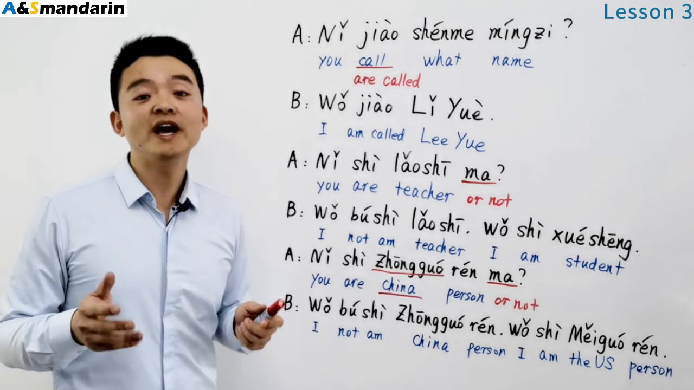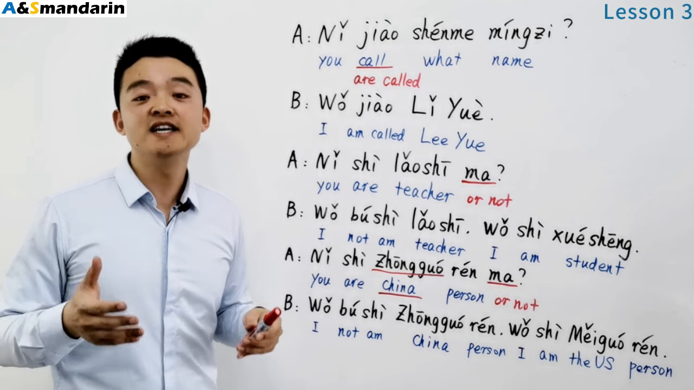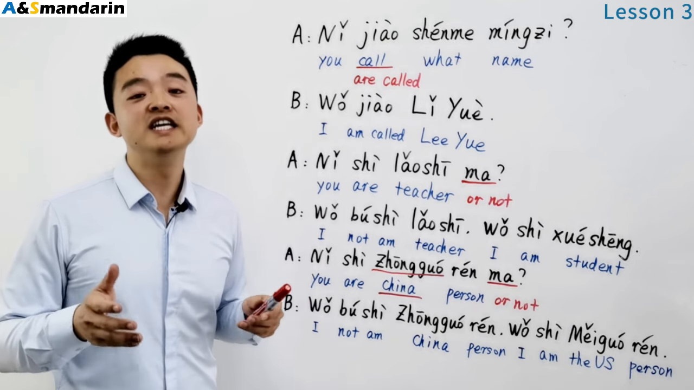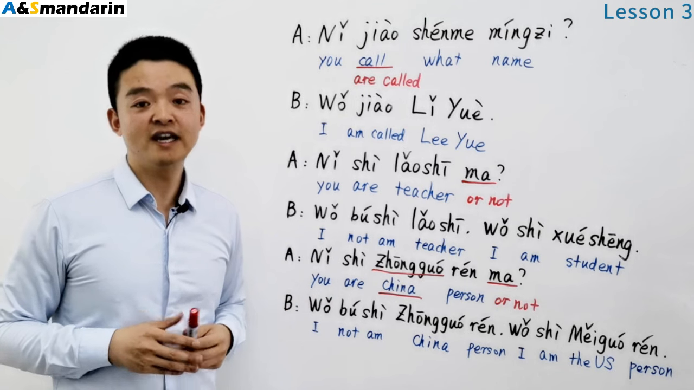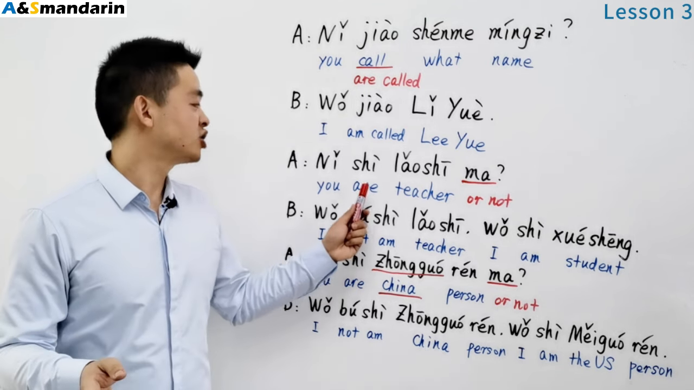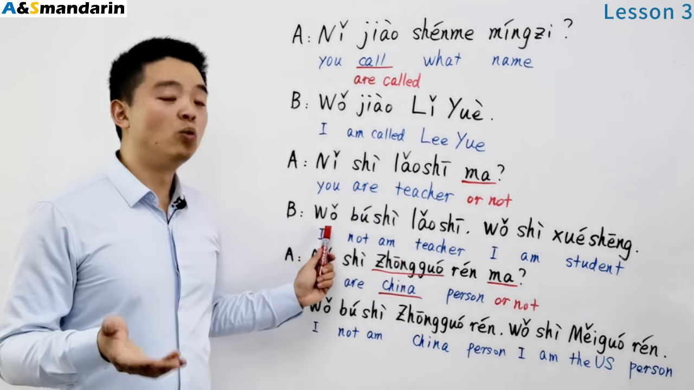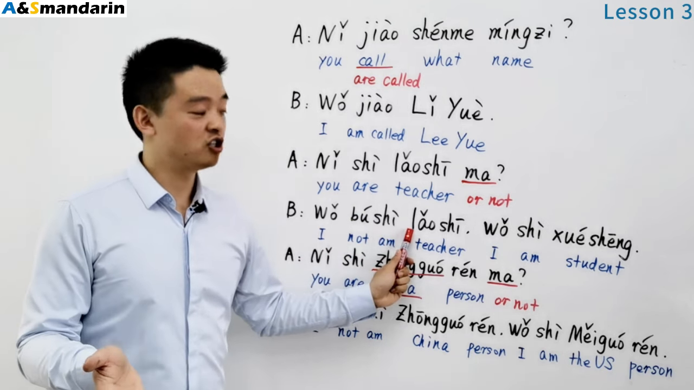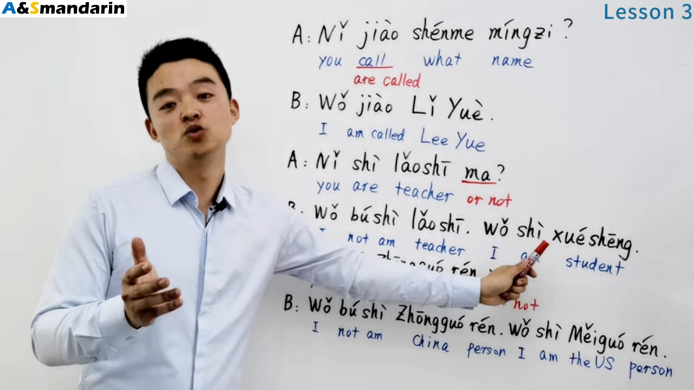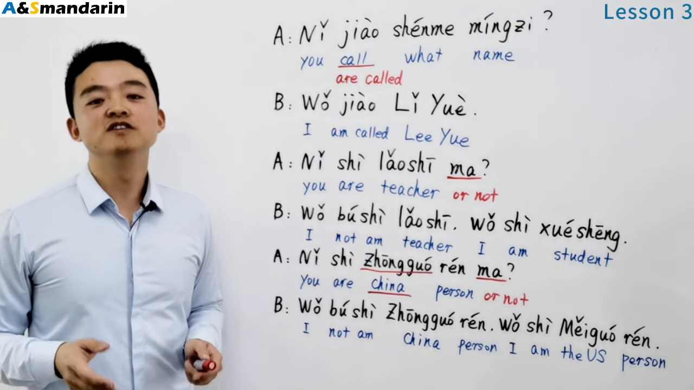Pay attention to the answer from B. In Chinese, when we answer a question, we don't really say yes or no. We quote or negate the verb from the question. Here, we negate the verb 是, so we make it into 不是。我不是老师，我是学生。Let's move on to text 3.